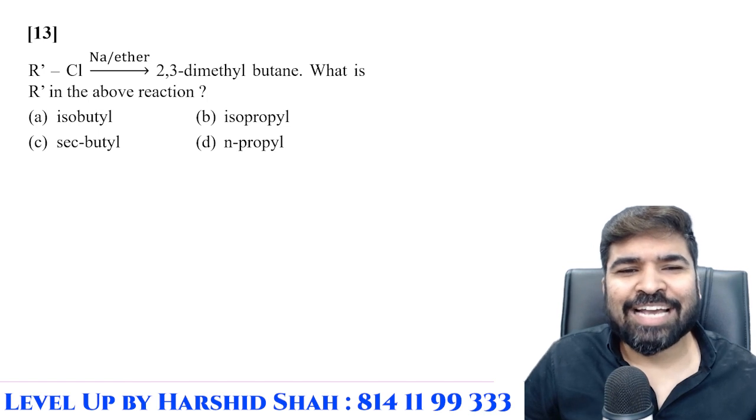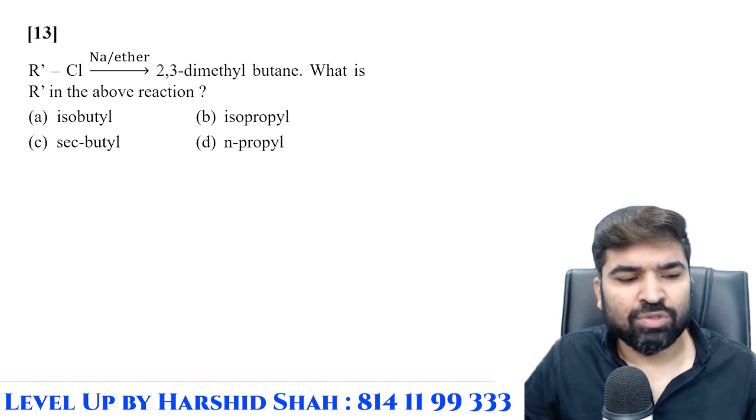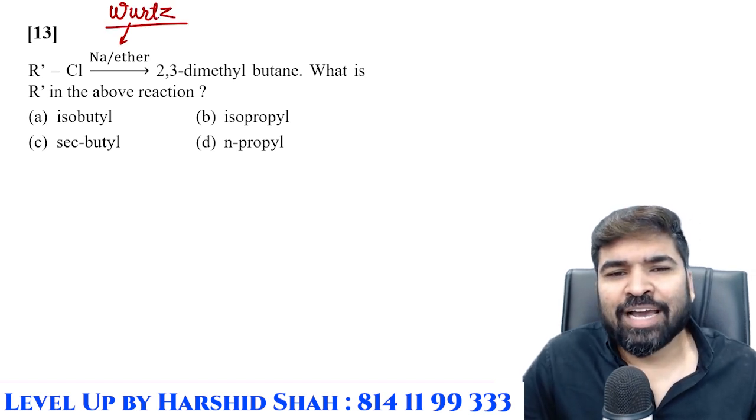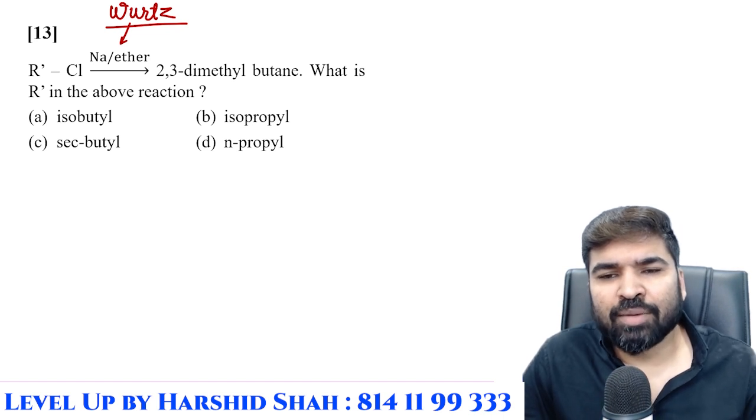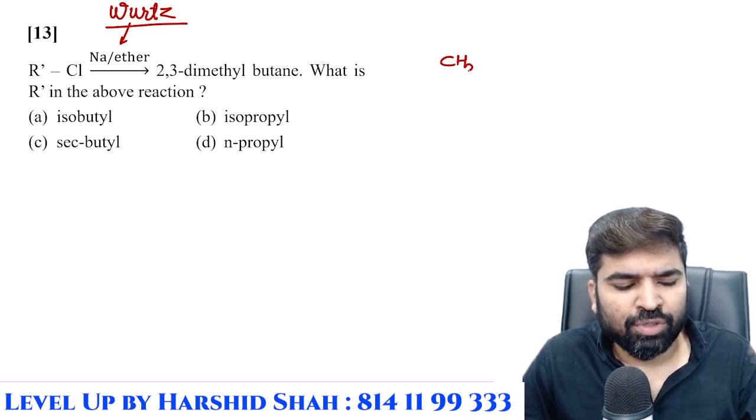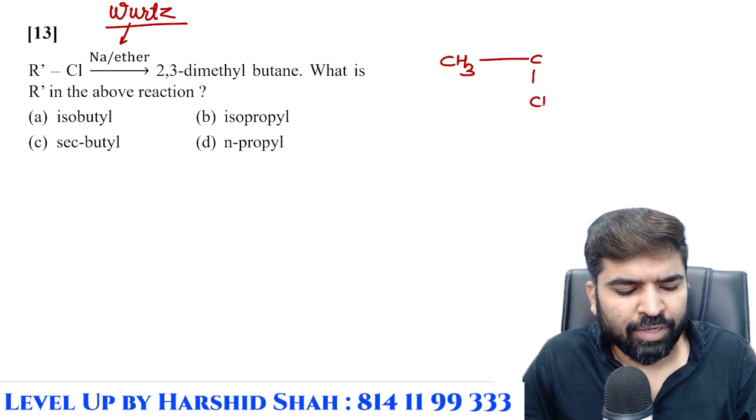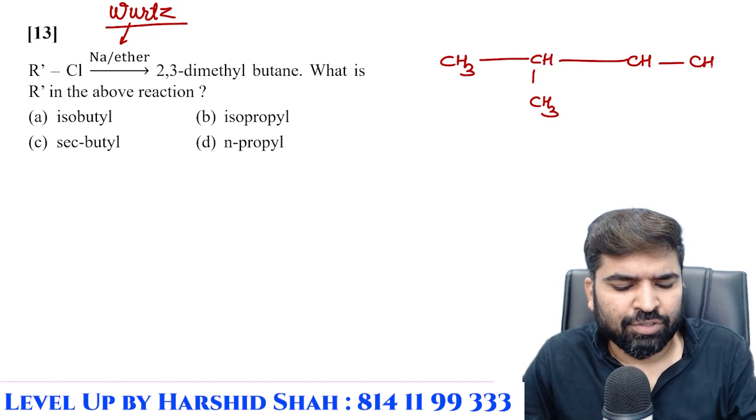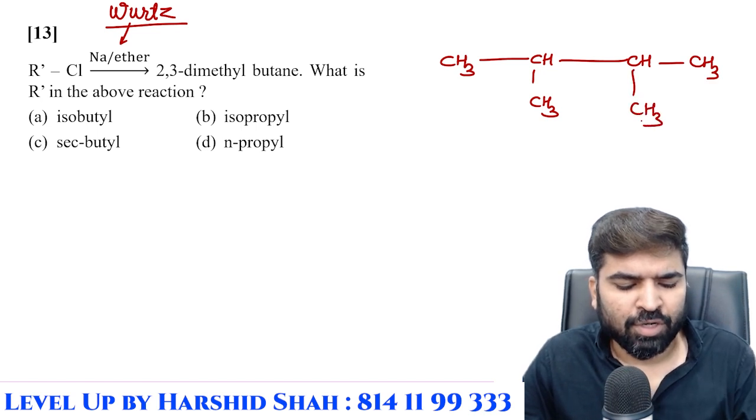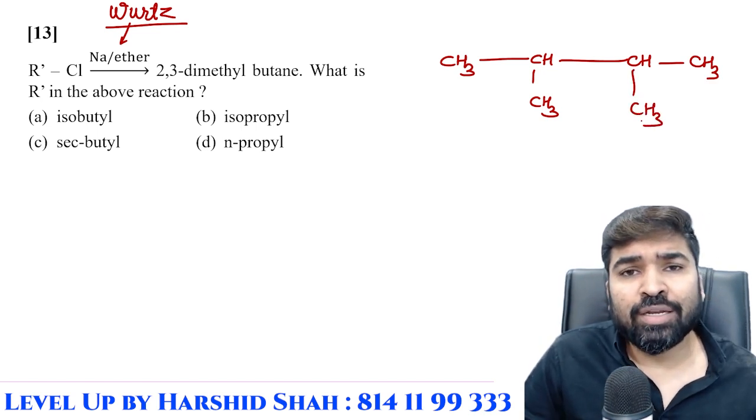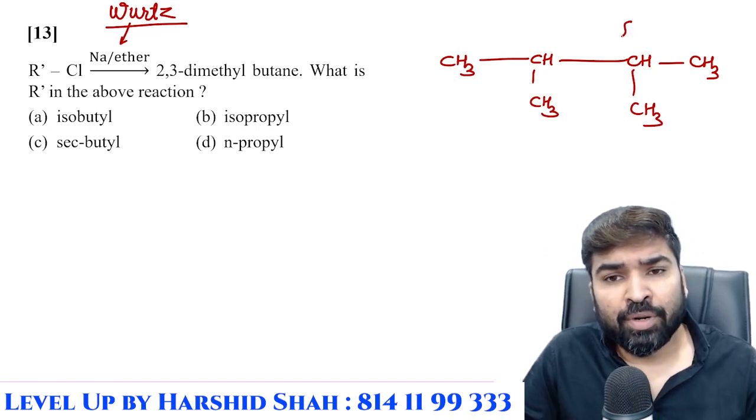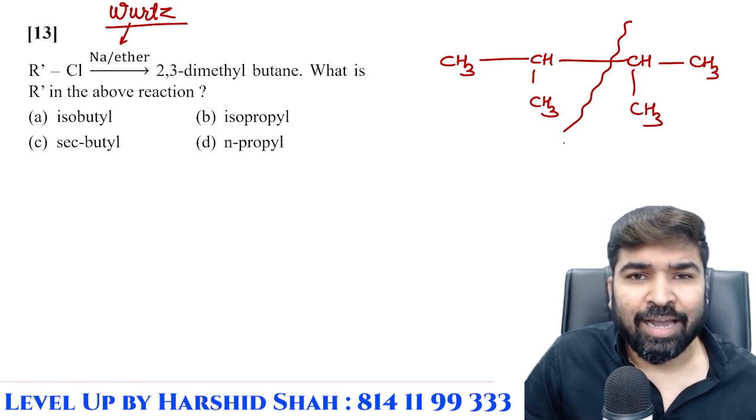Okay, R-Cl with Na and ether. Sodium with dry ether is going to be Wurtz reaction, and that gives an alkane, 2,3-dimethylbutane. What is R in the above reaction? Very simple compound, 2,3-dimethylbutane, right? So it is going to be CH and CH3 here and CH3 here. 2,3-dimethylbutane is made from a Wurtz reaction. If you break this down, you will get the alkyl halide.